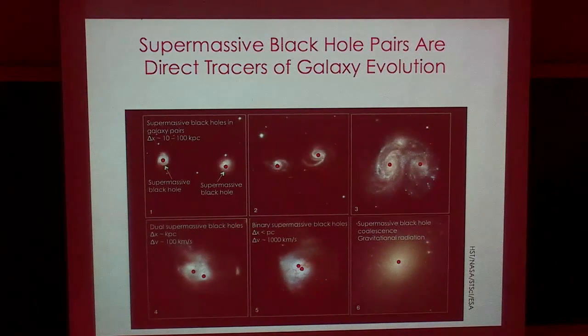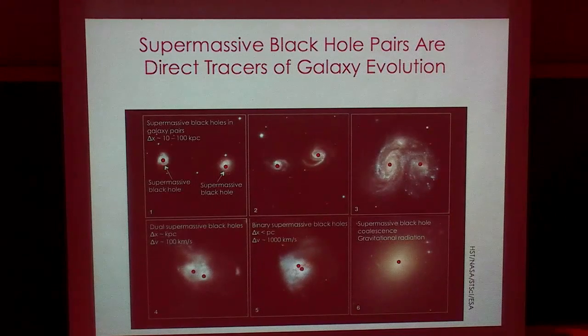Can I ask you, yes. What is your definition of dual? Yes. So for the purposes of this talk, it'll be black holes with separations less than 10 kiloparsecs. The smallest separation that's been found is 7 parsecs. Yeah, anything that's not gravitationally bound yet.